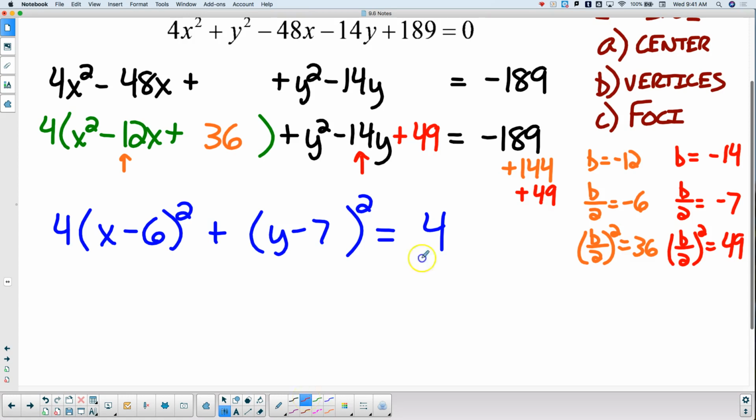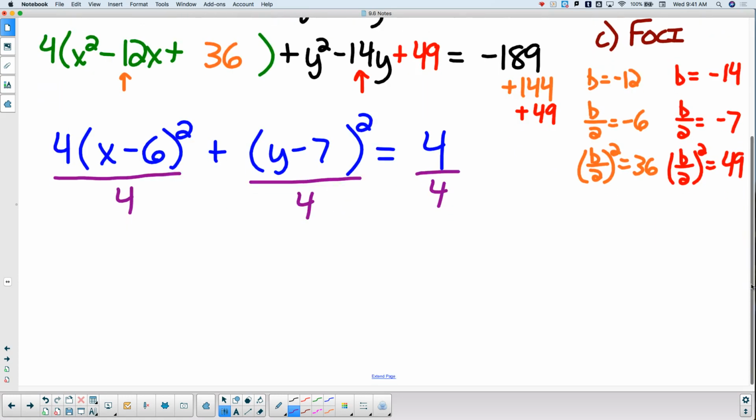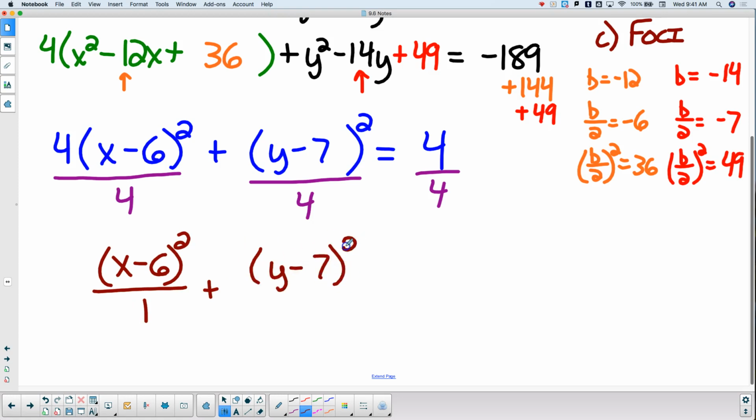Okay. So if I divide here by 4, oops, I already used red. If I divide there by 4, I've got to divide there by 4, and I got to divide there by 4, right? So my general form of this ellipse is going to be, these 4's are going to cancel each other out, right? So that's going to be x minus 6 quantity squared over 1 plus y minus 7 quantity squared over 4 equals 1. Right?